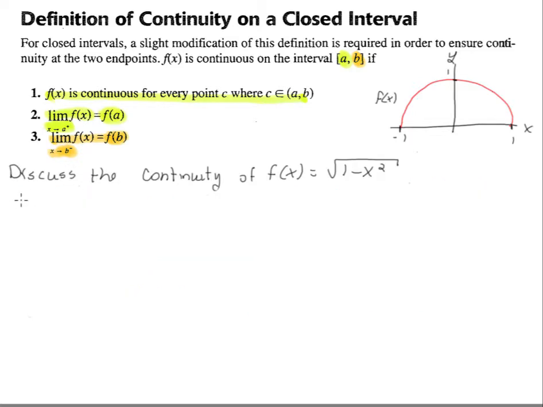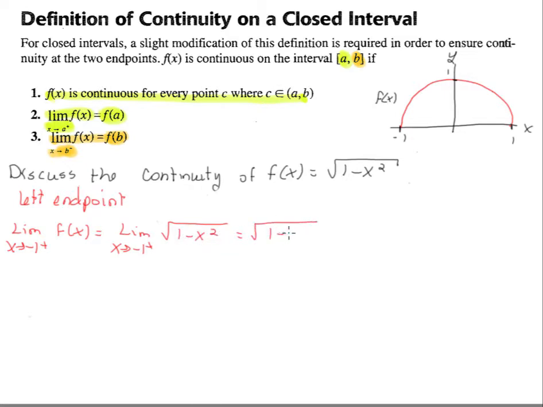So to check the continuity at the endpoints, let's first look at the left-hand endpoint. For this to be true, the limit as x approaches negative 1 from the positive side, from the right, must equal the function value at negative 1. So let's see if that's true. The limit as x approaches negative 1 from the right-hand side, I can use direct substitution in this one. I don't have to do any algebra, just simplify the radical, and I end up with 0.